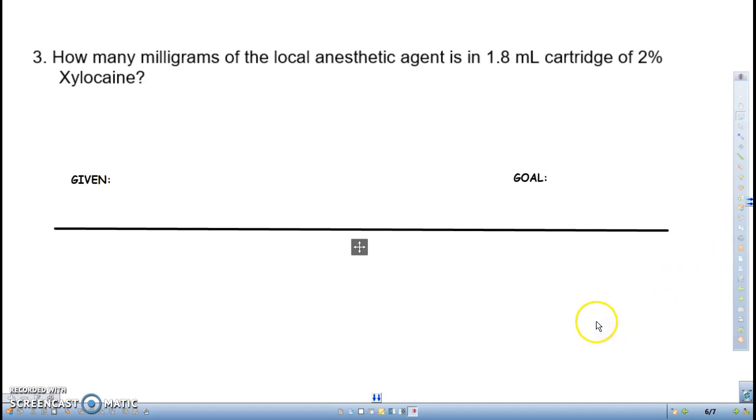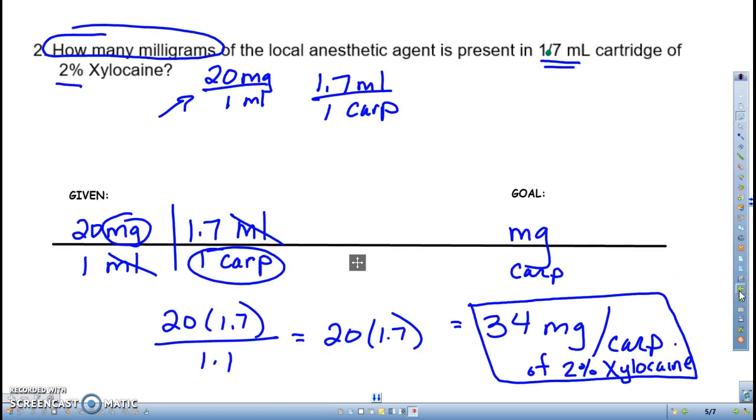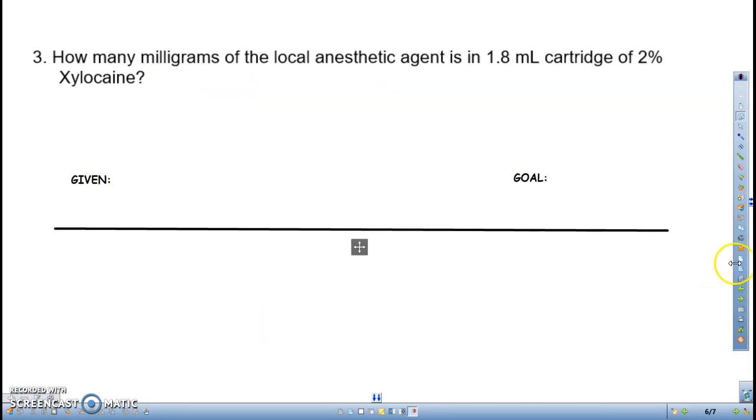All right, how many milligrams of the local anesthetic agent is in a 1.8 milliliter cartridge of 2% xylocaine? Sounds a lot like the last one we did. Oh, it is, except for now we're using 1.8 instead of 1.7. All right, pause the video and see if you can do this on your own.